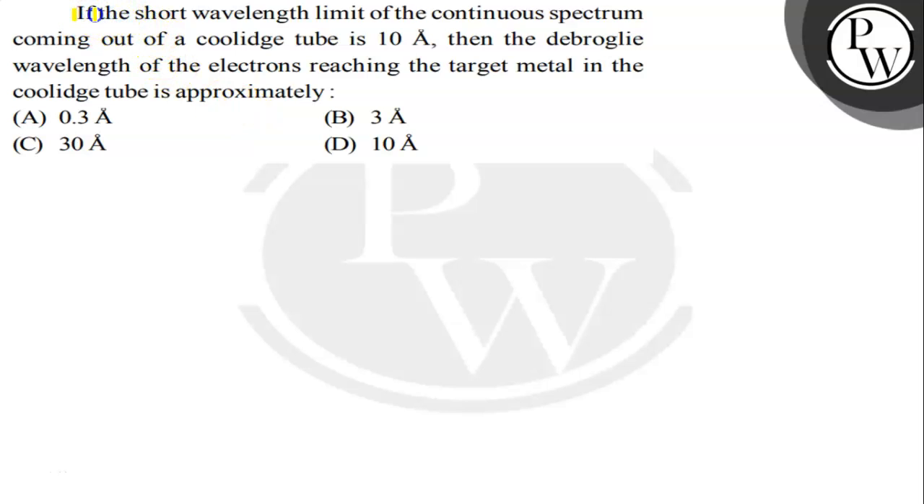The question says here, if the short wavelength limit of the continuous spectrum coming out of a Coolidge tube is 10 Angstrom, then the de Broglie wavelength of the electrons reaching the target metal in the Coolidge tube is approximately what? Let's find out. So, the maximum allowed energy of particles coming out of the Coolidge tube is fixed.